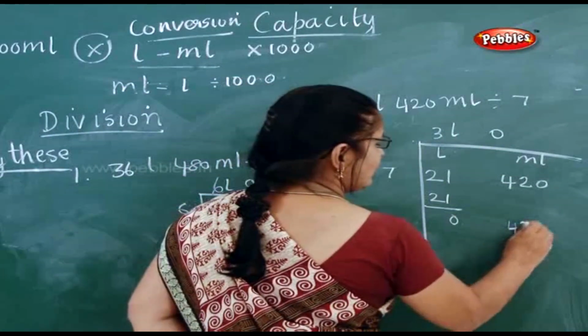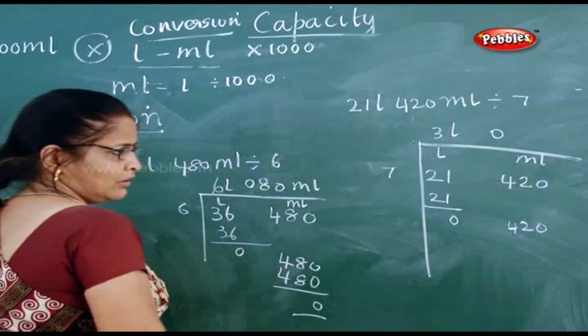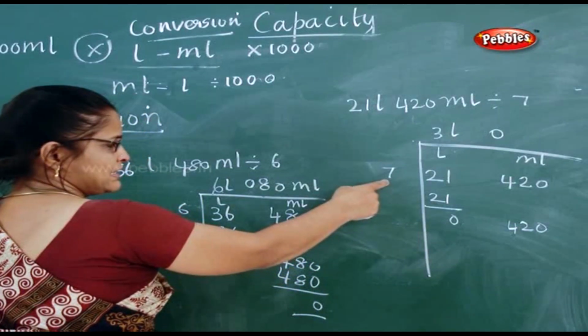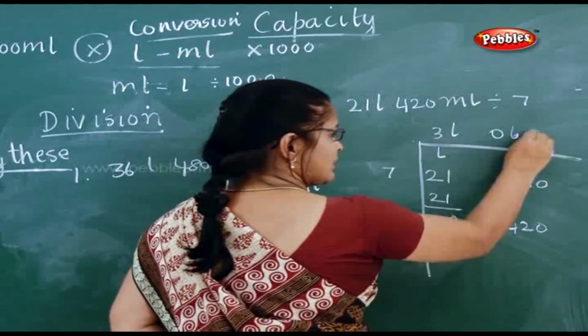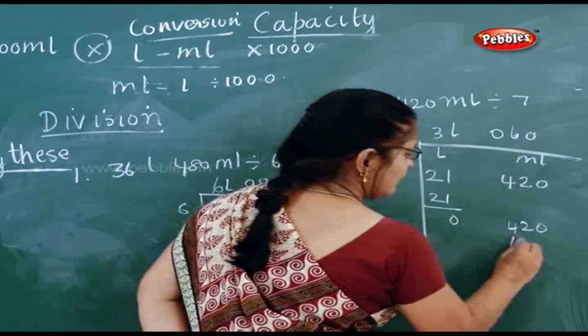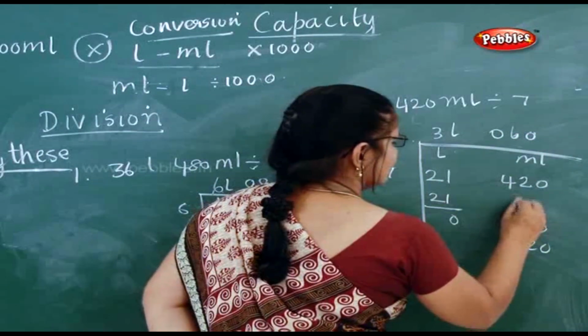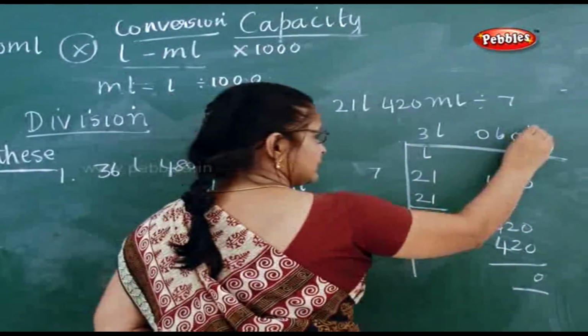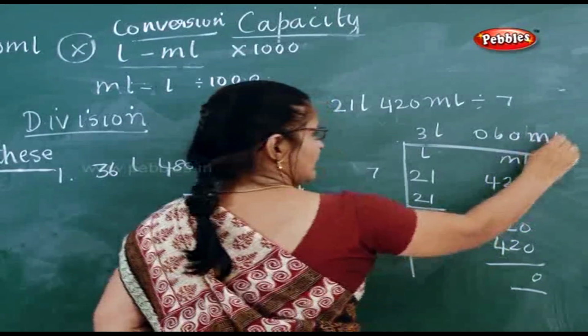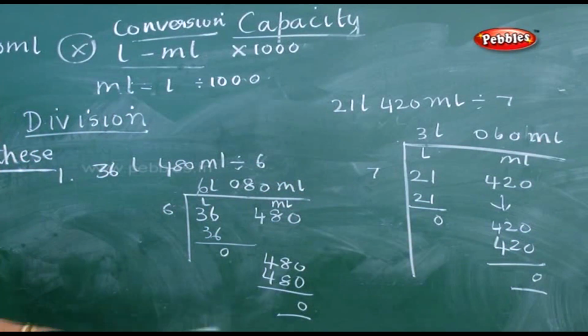Now 420. How many times will it go? 7 ones are 7, 7 twos are 14, 7 fives are 35, 7 sixes are 42. So it will go 60 times because 7 6s are 420. So directly this 420 can be brought down, and 60 times. So this is 3 liters and 60 ml. Is it clear? 3 liters and 60 ml.